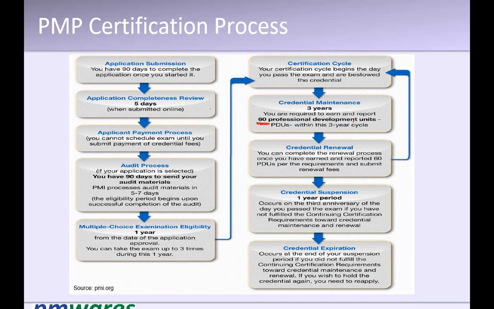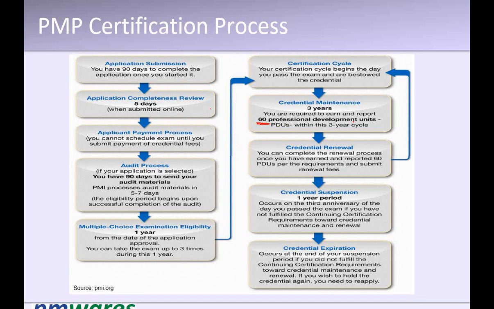As soon as you earn 60 PDUs, you report it to PMI. PMI will send you a renewal notice. You pay the renewal fee and your certification is renewed. What is the renewal fee? For members it is $60, for non-members it is $150. If you are not a member at the time of renewal, you have to pay $150. If you are a member at the time of renewal, you pay $60.